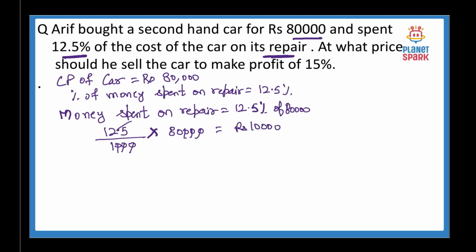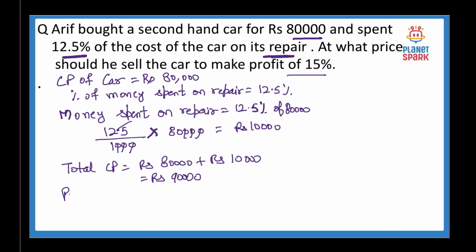Now this money spent on repairs is to be added in the cost price. So the total cost price of the car is rupees 80,000 plus rupees 10,000, that is rupees 90,000. Total CP is rupees 90,000. At what price should the car be sold to make a profit of 15%? So if I have to earn a profit of 15%, what should be my selling price is what I have to calculate. Profit is 15%.